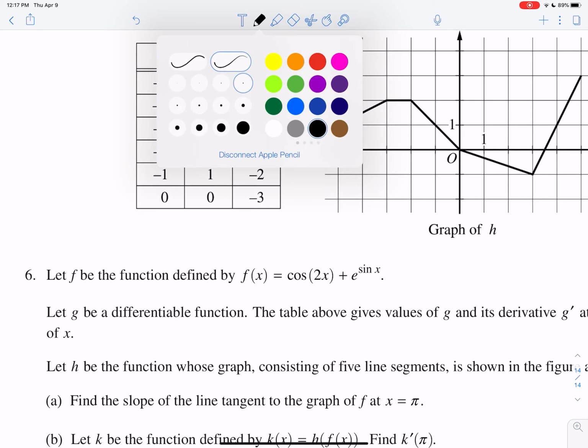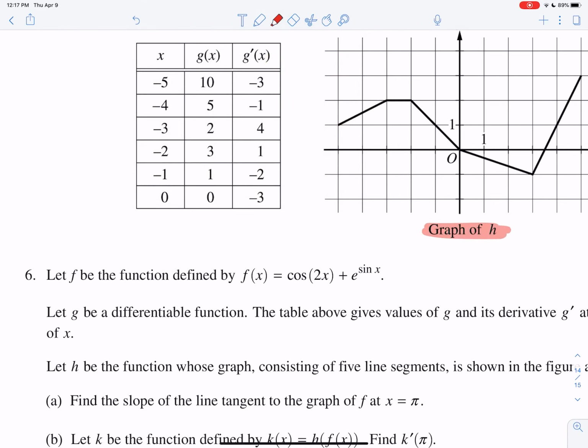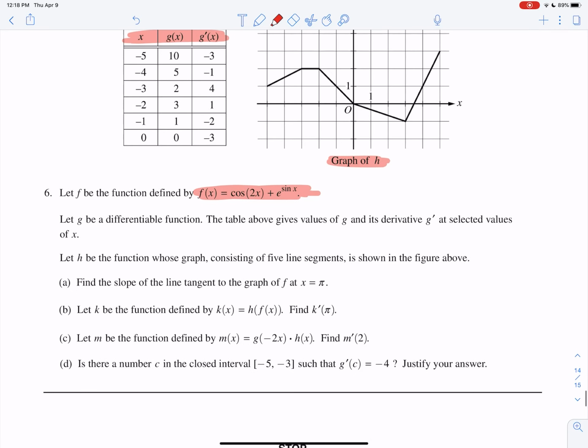Let me use a different color there. Okay, and then the table here is a bunch of g's and g primes, so that's a little bit awkward. And one more fact here, they mentioned something about f. Okay, so a lot of things that they're giving to us, but let's take it one part at a time. Here we go. So part A, find the slope of the line tangent to the graph of f.